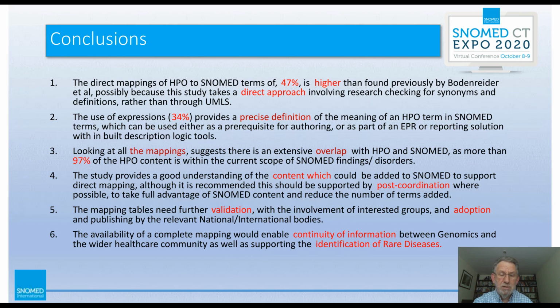So the availability of a complete map would enable continuity of information between genomics and the wider healthcare community, as well as supporting the identification of rare diseases.